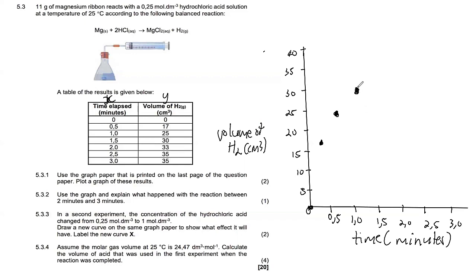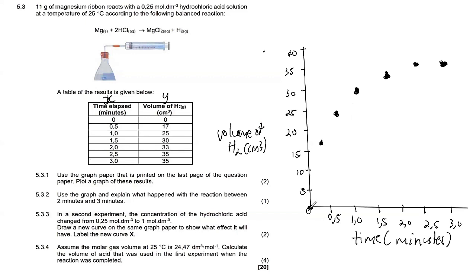So there we go. And then we have 2.0 to 33. So 33 can be somewhere between 30 and 35. So we can predict it to be there. And then we have 2.5 corresponding to 35. So we can see 35 there. And then 3.0 also being 35, which obviously, if we see our volume no longer increasing, this would have to indicate that we have come to completion with the reaction, right?